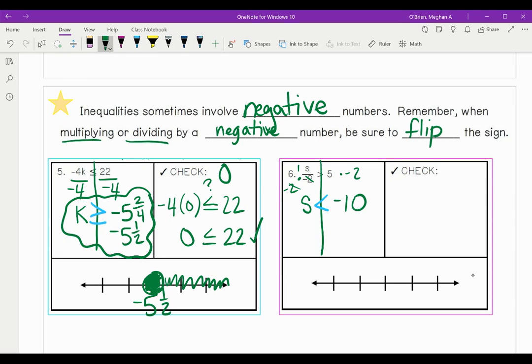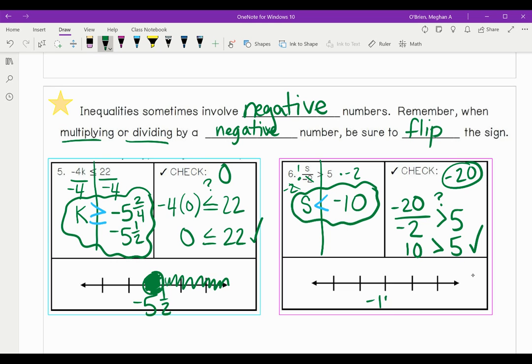Let me check it by using a number less than -10. Let's just do -20 because it's further away from 0. So let me plug that check number in. -20 over the -2. Is it greater than 5? -20 divided by -2 is +10. Is +10 greater than 5? Yes. So I know I have it right. I'll pretend -10 is here. Open circle. S is less than that. So that would be numbers to the left.